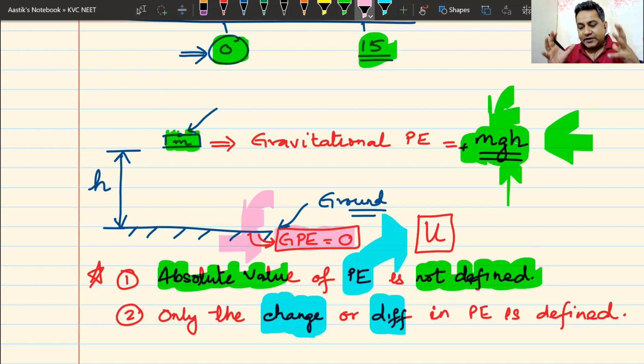Gravitational potential energy created by Earth will be zero, or gravitational potential will be zero, at infinity. Earth creates a gravitational field. If you go very far from Earth, then only your gravitational potential energy becomes zero, actually. But we are not going to go to that point, not in this class, maybe in the next chapter. Definitely in the next chapter, gravitation, we'll be going there. But right now, we are not going to go to infinity.